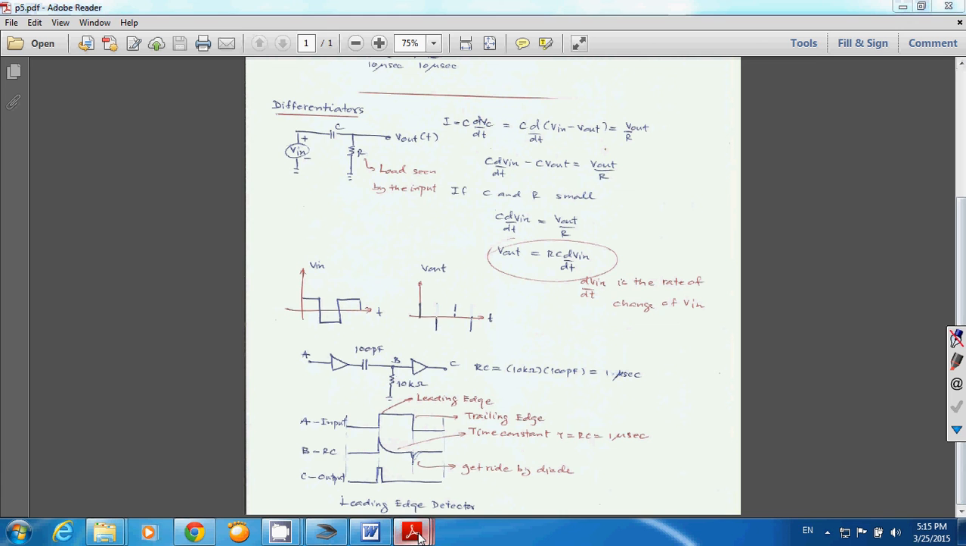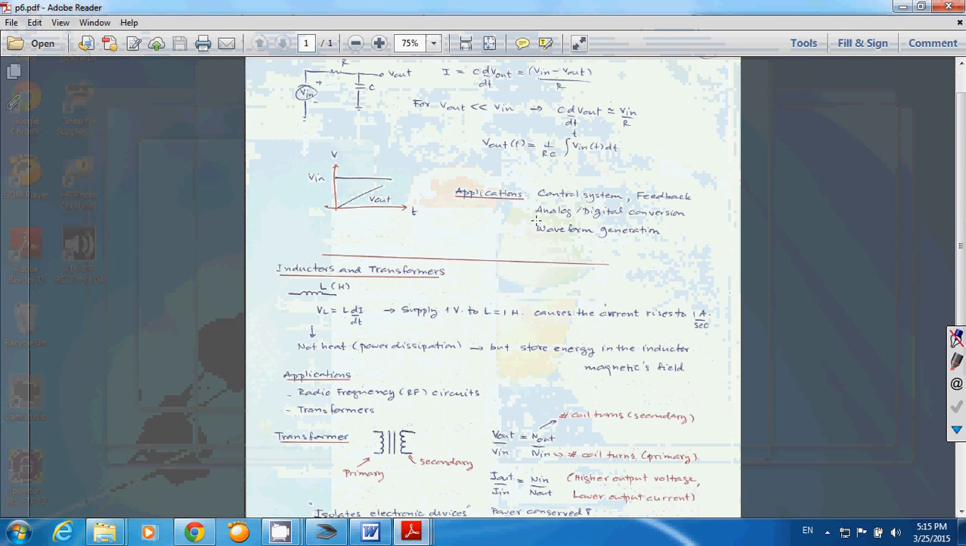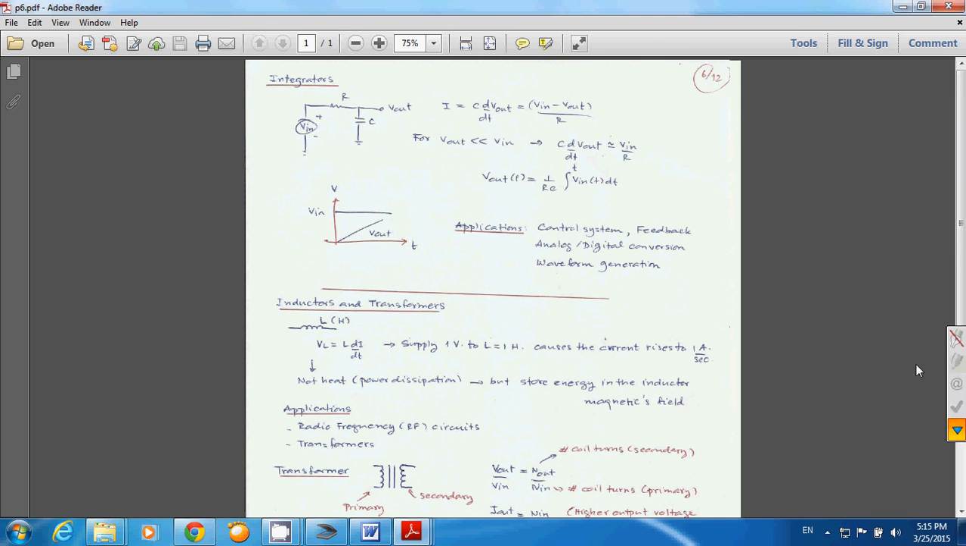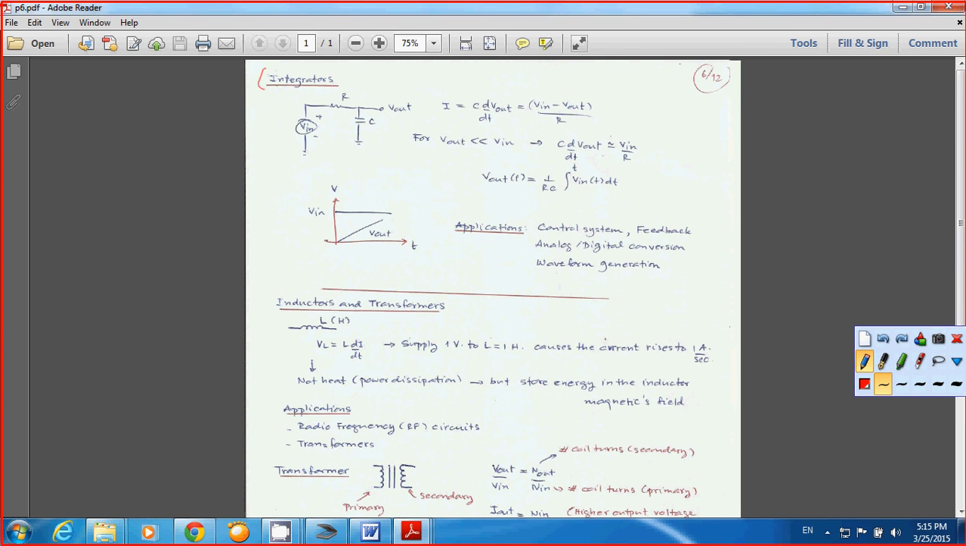Now the other one, for capacitor application, is the integrator. It looks pretty much like the previous circuit, except you have replaced C by R and you replaced R by C. You do the same thing. You have the current flowing through R and the capacitor. So the current across the capacitor becomes C dV out over dt, and the current flowing through R here is simply V in minus V out over R.